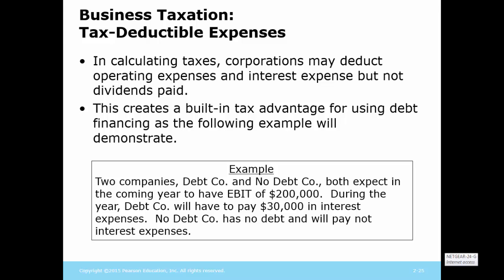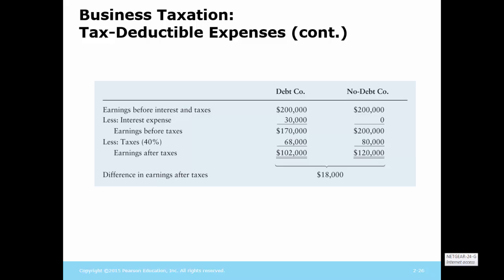So here you have two companies, debt and no debt. Both of them expect in the coming year to have EBIT of $200,000. During the year, though, debt company is going to pay $30,000 in interest. No debt has no debt, obviously, and will not pay any interest. So in the end, we end up with two income statements that show the difference between the net income is $18,000. Obviously, the debt company has less profit to distribute to shareholders.